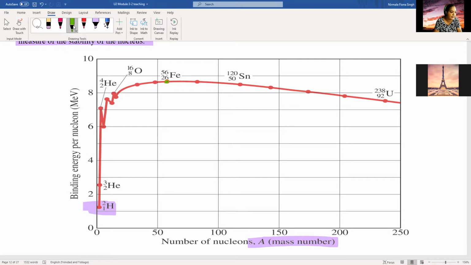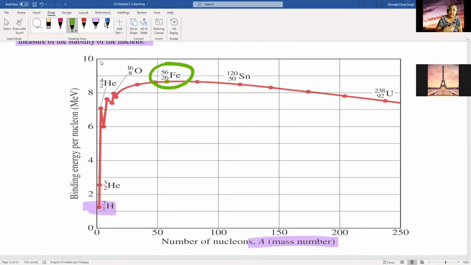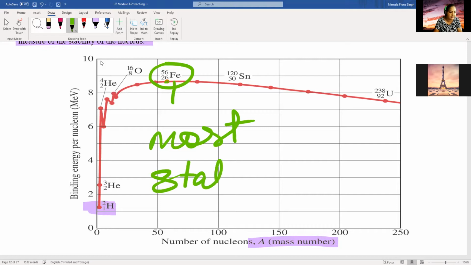Iron 56 is the highest element on this table. There is no other element that we know of so far. All right. Well, basically, we know all of these elements in between. There's no element that reaches higher on this table, and how high this element is tells us about the most stable nuclei that there is. And the most stable nuclei that exists is iron 56.